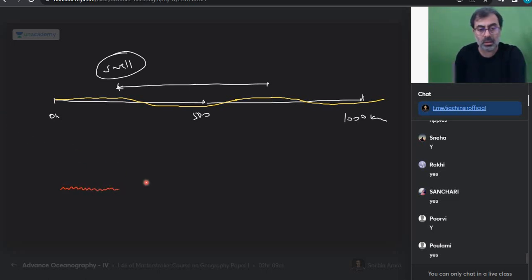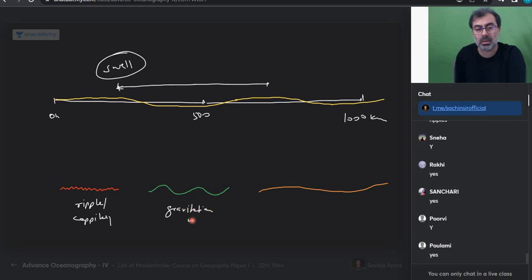So if you ask me, 1, 2, 3. Do you understand the difference between capillary or ripple waves, gravitational waves, and swell? Swell are low amplitude but very high wavelength. Get that? They are the highest energy.